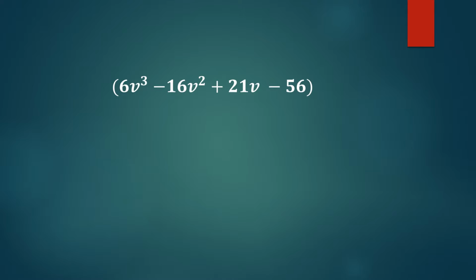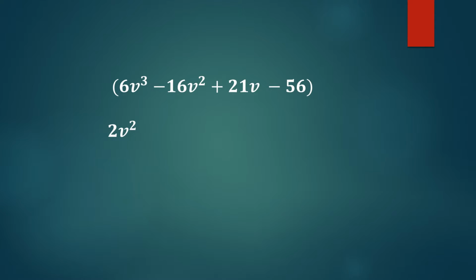Again, look at the first two terms. What can you factor out evenly? Well, you can factor out a v squared from the first term and a v squared easily from the second term. And then you can divide 6 evenly by 2, and you can divide 16 evenly by 2. So the greatest common factor between these two first terms is 2v squared.